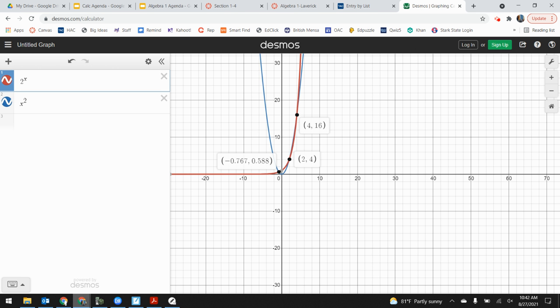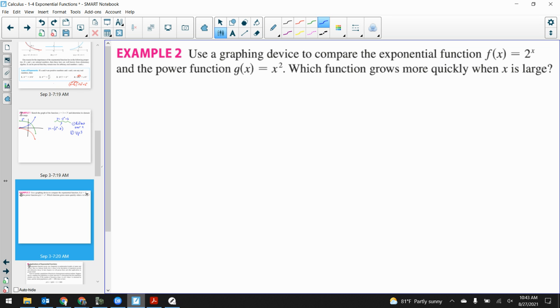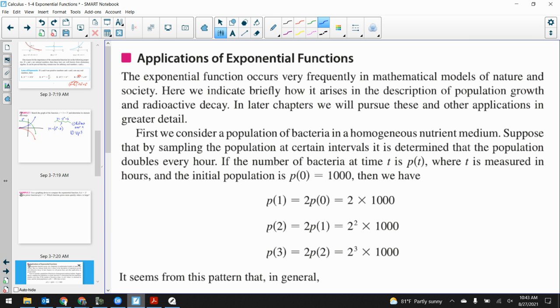It looks like for a while the quadratic is going to be bigger than the exponential, but the exponential overtakes it at my x value of 4. By the 4th unit, the exponential takes back over, and it's growing faster and faster than my quadratic. And then for any x value beyond that, my exponential is going to be bigger than my quadratic.